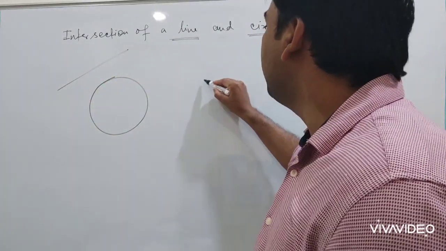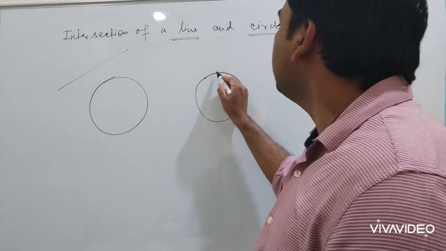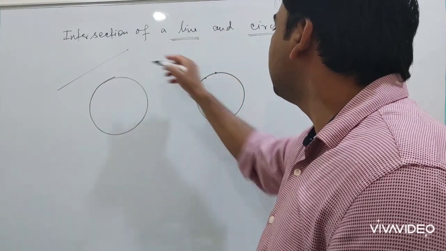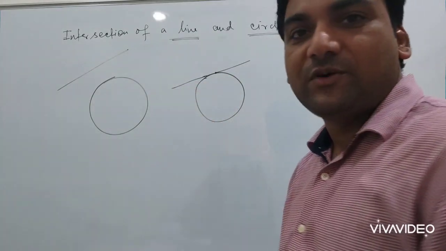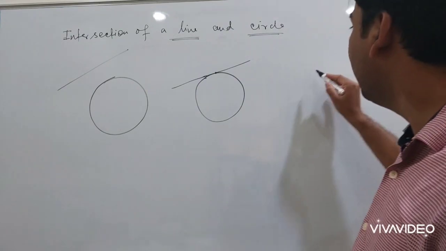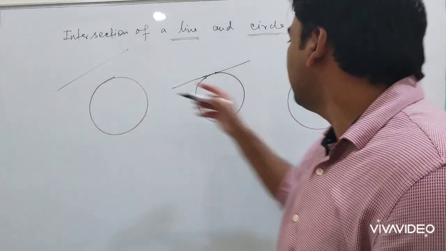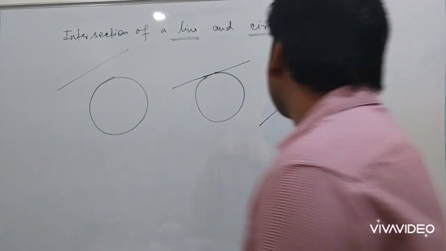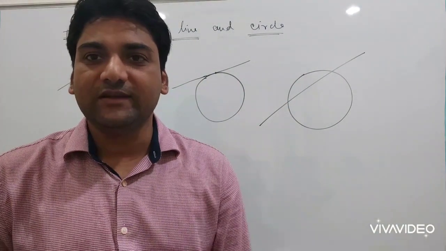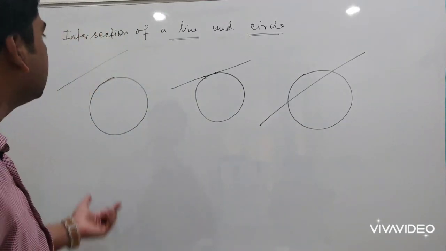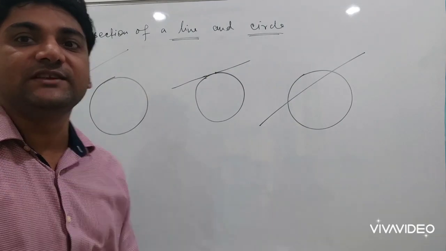The second case can be this one. We have a circle, and at one point this line will touch it like this. So this is our second possibility. And the third one can be like this. There is a circle and the line passes through it and intersects the circle at two distinct points. So we have to discuss all these three cases in terms of maths, in terms of conditions.